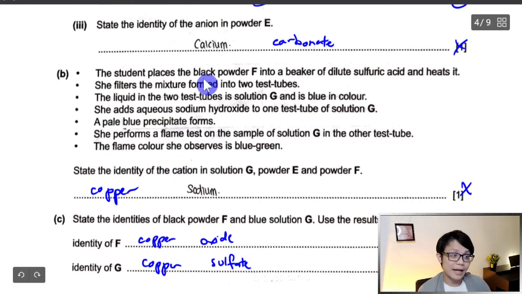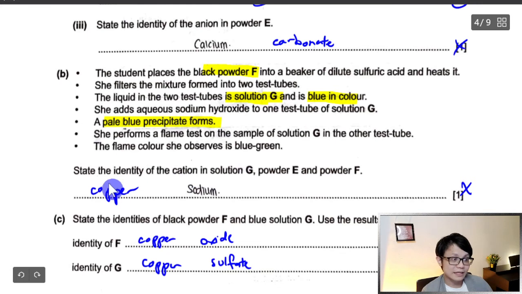The student places a black powder F in a dilute solution and heats it. She filters the mixture into a test tube, giving liquid X, and divides it into two test tubes. The solution G is blue in color. She adds aqueous sodium hydroxide to one test tube of solution G. A pale blue precipitate is formed. She performed a flame test on a sample of G in the test tube. The flame color she observed is blue-green.